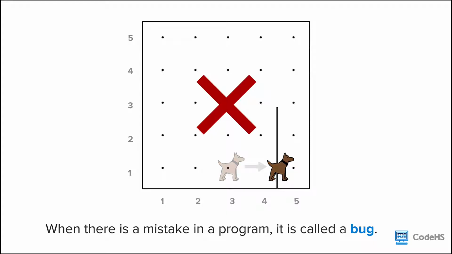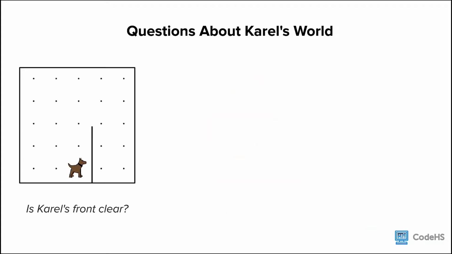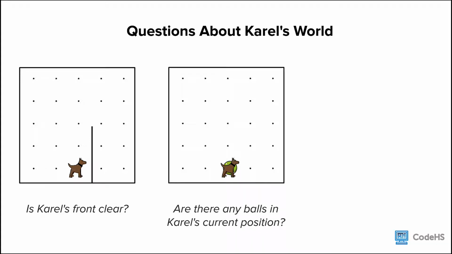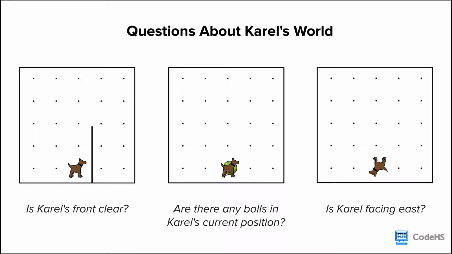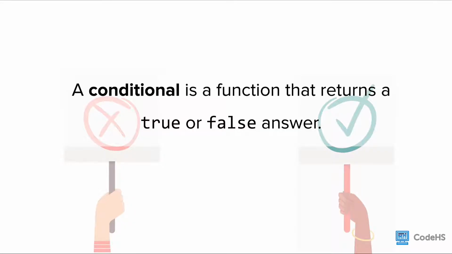To prevent these bugs, we can ask questions about Karel's world before commanding Karel to move, turn, or take tennis balls. We might want to ask, is Karel's front clear? Or maybe, are there any balls in Karel's current position? Or is Karel facing east? To ask these questions, we can use a structure called a conditional. A conditional is a function that returns either a true or false answer.